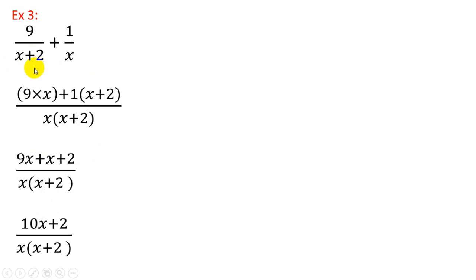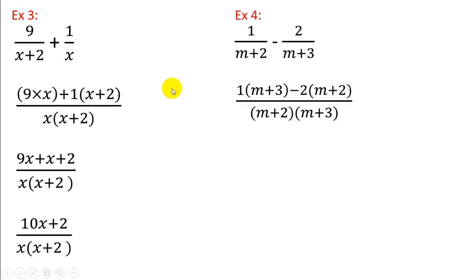Now, as you can see, we are going deeper and deeper into these questions, a little more advanced compared to our very first two examples. Let me take another example that is a little complex. Now you can see there are two different denominators, m plus 2 and m plus 3. So the LCM is m plus 2 into m plus 3.